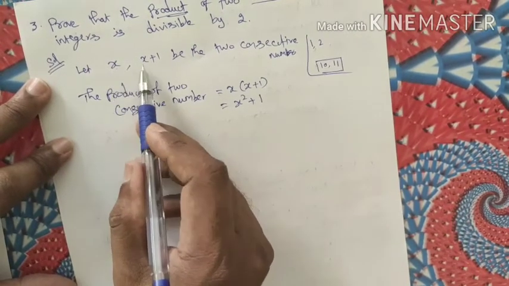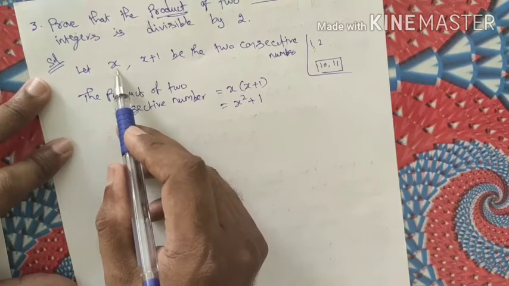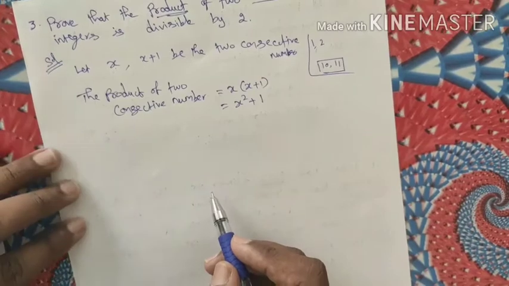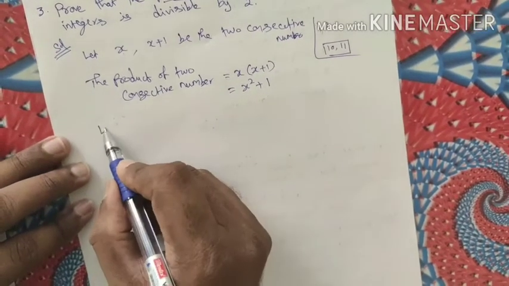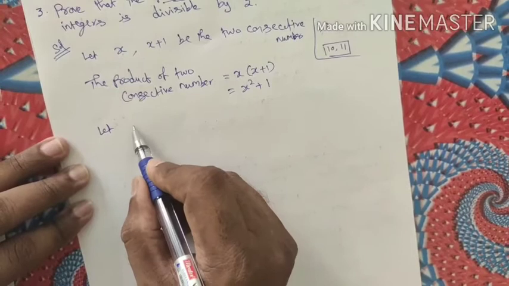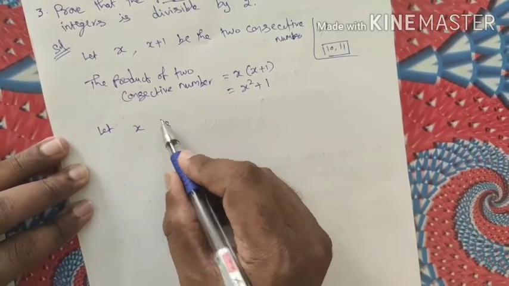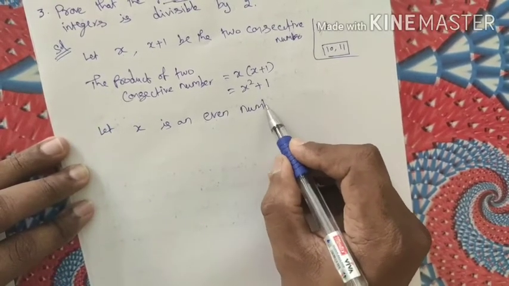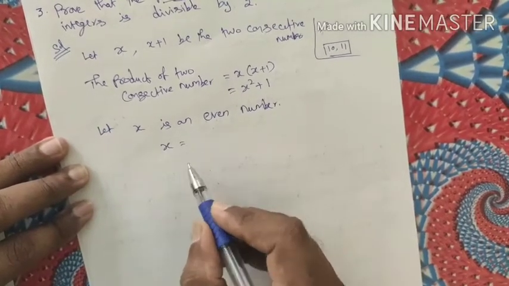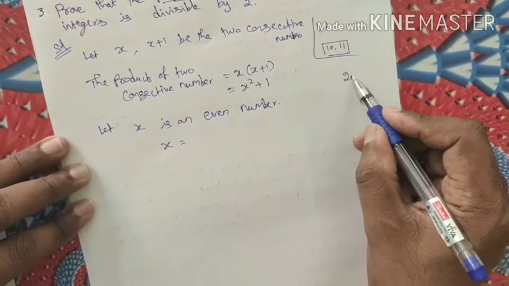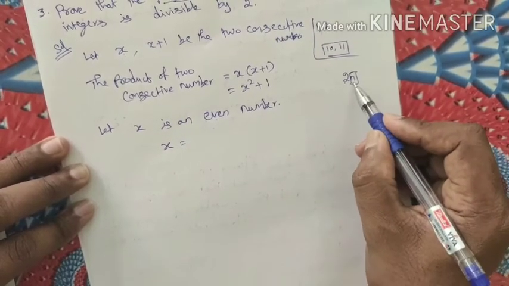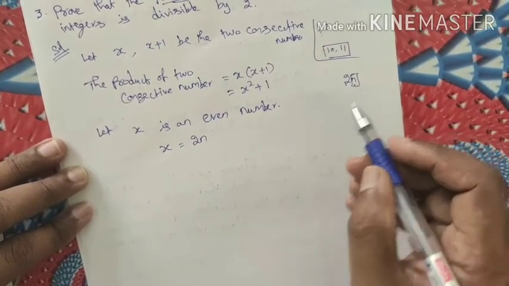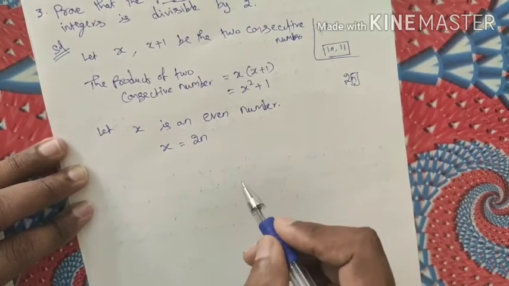Suppose I choose 1, then the other is 2. Suppose I choose 2, then the other is 3. So one of the numbers is even and the other is odd. For that, let me choose x as an even number. The even number is always denoted as 2 times some variable, that is 2n, or we can take 2k, whatever it may be. So x is equal to 2n.